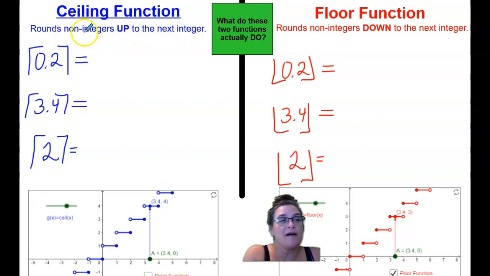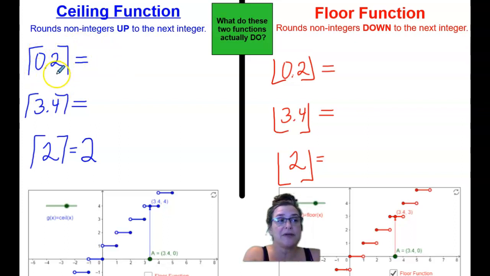Okay, what we mean by non-integers are decimal values or fractions like these first two. If you put an integer into the ceiling or the floor function, it just returns the same value. So the ceiling of 2, since 2 is an integer, it just returns 2. Okay, but for these decimal values here, it's going to round these up to the next highest integer.